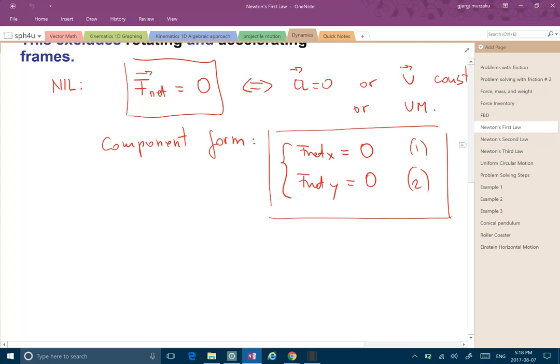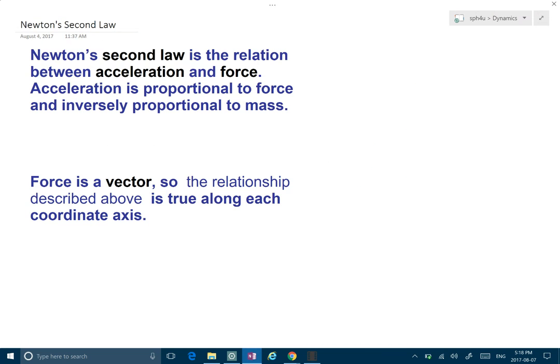Then we have Newton's second law. Newton's second law will tell us why objects have an acceleration. Pretty much anytime the forces acting on an object are unbalanced, which means there is a net force that is not zero, there is an acceleration. That's pretty much a given.